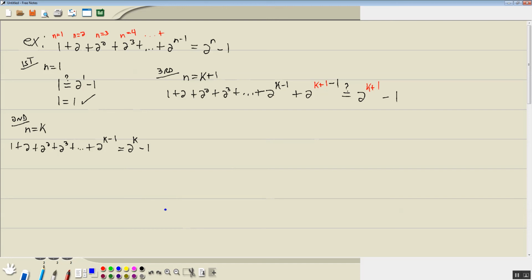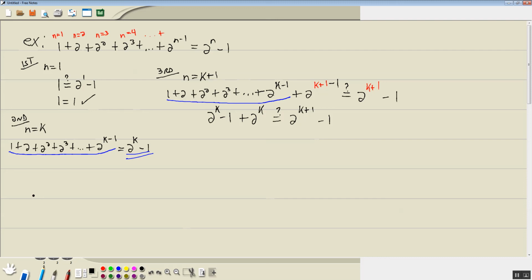Okay. First off, we're going to focus on one side and try to get it to look like the other side. So come over here. 1 plus 2 squared plus 2 to the third all the way up to 2 to the k minus 1 matches this right here, which means I can replace this right here with 2 to the k minus 1. So 2 to the k minus 1 plus 2, and 1 minus 1 cancels, so we got 2 to the k. And we're wondering if we can get that to look like this other side.